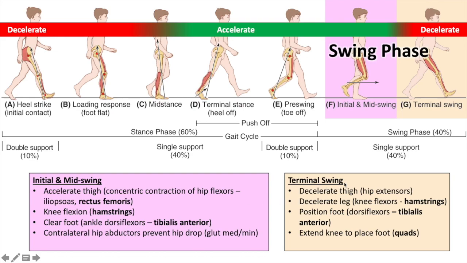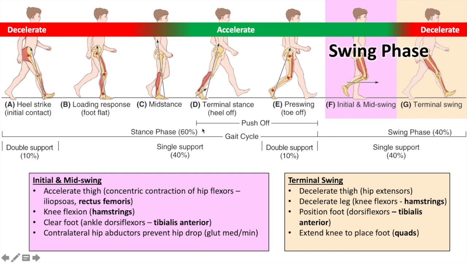The very last portion is that terminal swing. So it's using almost everything, it seems like. And so we're going to decelerate the thigh using our extensors, decelerate the knee with our hamstrings, position the foot, tibialis anterior, and be able to extend the knee with the quads. So the most important are hamstrings, tibialis anterior, and the quads. So just be able to walk through it and be able to know each muscle.